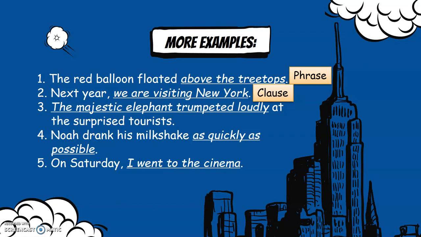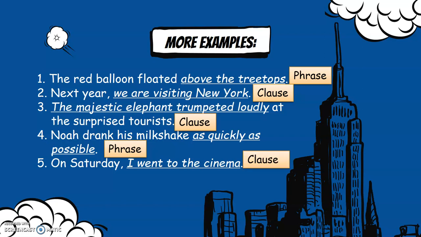Next, Noah drank his milkshake as quickly as possible. In this underlined part, there is no subject, there is no predicate. So it is an example of a phrase. Last one, on Saturday, I went to the cinema. In the underlined part, I is a subject and went to the cinema is a predicate. So it is an example of a clause. Now, I hope you're clear with the difference between phrases and clauses.